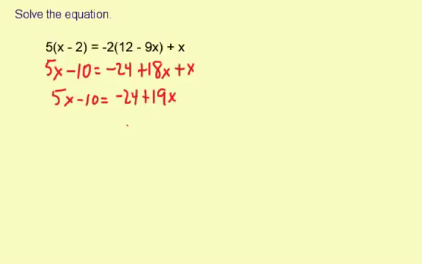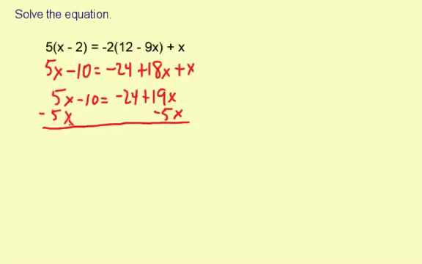The next step is going to be to get all the x terms on one side and then all the numbers on the other side that don't have an x. What I'm going to do is I'm going to subtract 5x. Why subtract 5x? Why not the 19x? Well, I like to keep the x's positive if possible. And if you subtract the 5x, you're going to end up with a positive result over here. You'll see in just a minute.